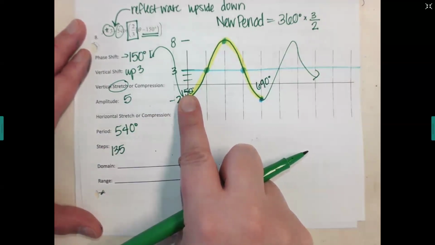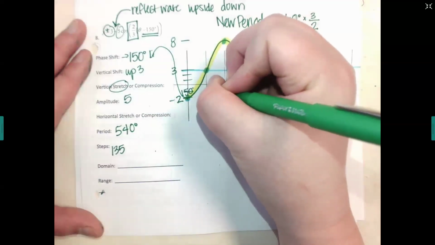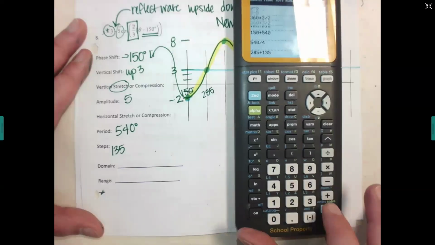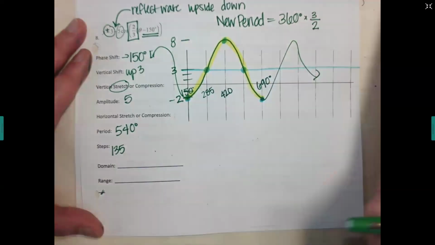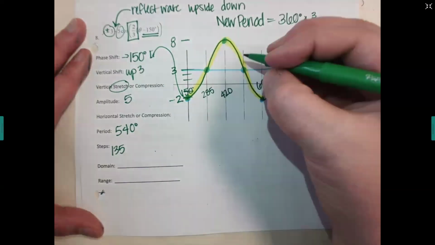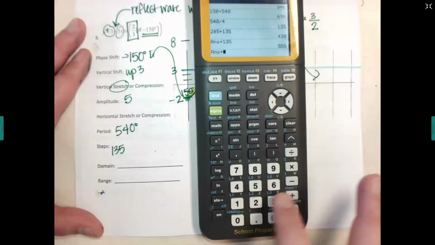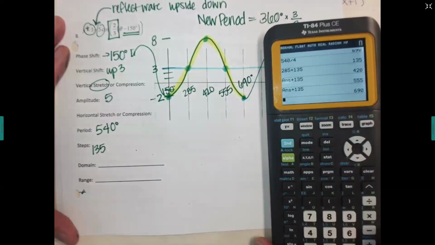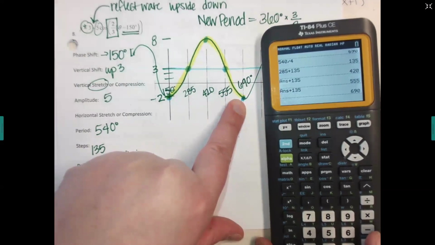What's my next marker? 285. Okay, then I'm going to start at 285 and I'm going to add 135 to that. That puts me at 420. Then I'm going to do 420 plus 135. That puts me at 555. And then if I add 135 to that again, I get my same 690. Okay, which is exactly what I was expecting to get by the end of the way. Does that make sense?